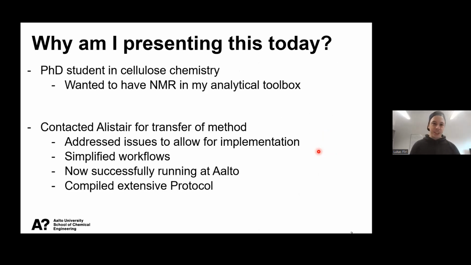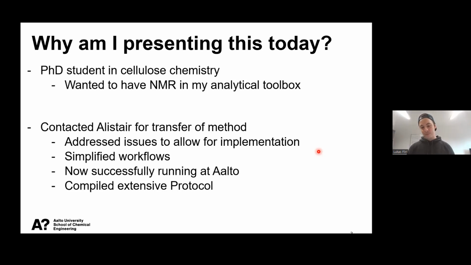But then why am I presenting this NMR method today? So basically I have a more practical approach to this topic, because, as Julia mentioned, I'm a PhD student here in Aalto University, and I'm working on cellulose chemistry. And I also have a background in small molecular organic chemistry from my studies back in Innsbruck. And there in the lab, in my everyday work, I was used to just use solution state NMR a lot for analyzing basically all my samples. And I liked it a lot. It is a very reliable technique, very powerful, very quick as well. And of course, I also wanted to have this analytical tool for my PhD studies.